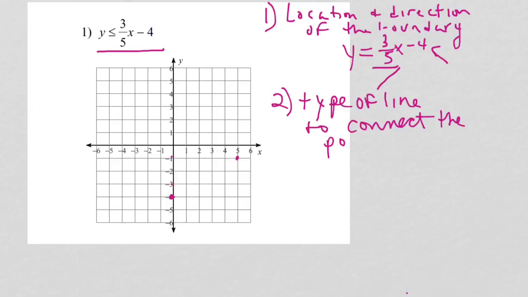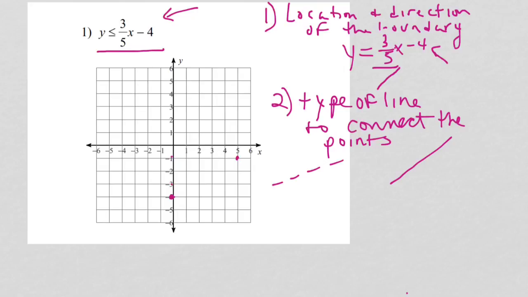And by that I mean, are we going to use a dotted line or a solid line? A dotted line means it doesn't include that boundary line itself. However, a solid line does include the points on the boundary line. And by that I mean the points on the boundary line are going to satisfy this inequality. The points on the dotted line will not satisfy that inequality.